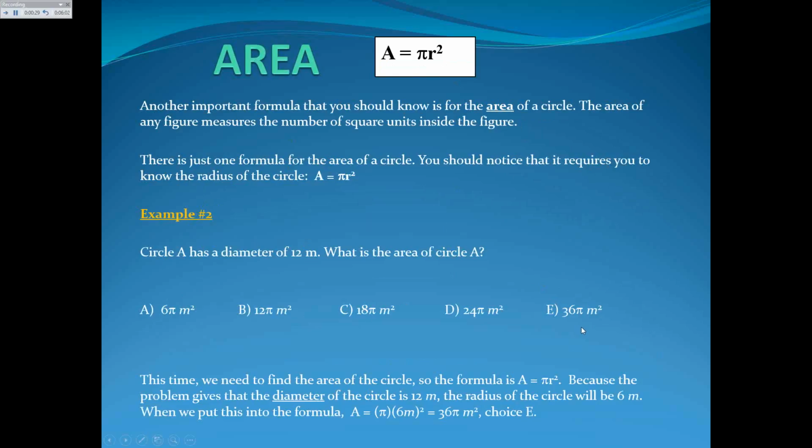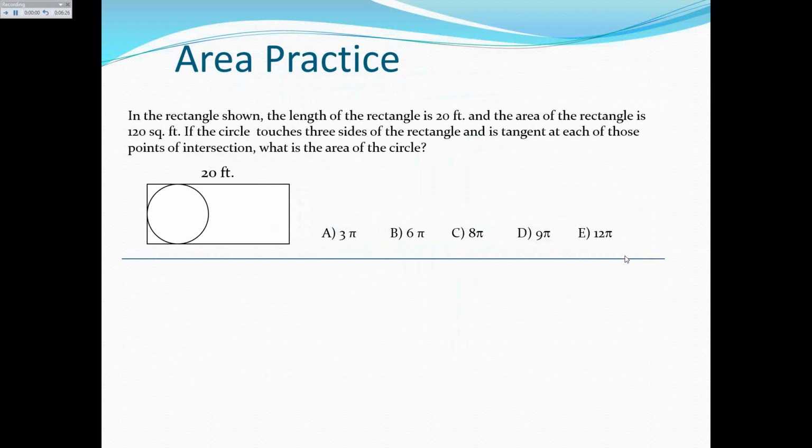Here's an example. Circle A has a diameter of 12 meters. What is the area of the circle? All right, so if we go back to the formula, area equals pi r squared, we know the diameter here. We're looking for the radius. So if the radius was 6 and our formula is pi r squared, that would be pi times 6 squared, which would be 36 pi.